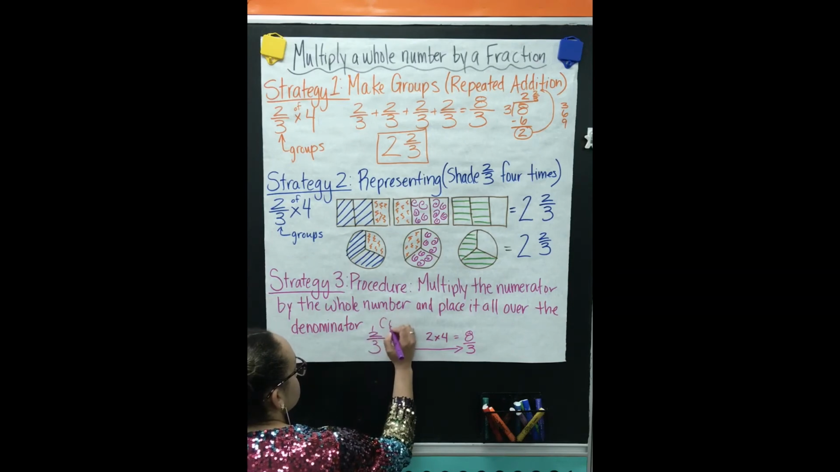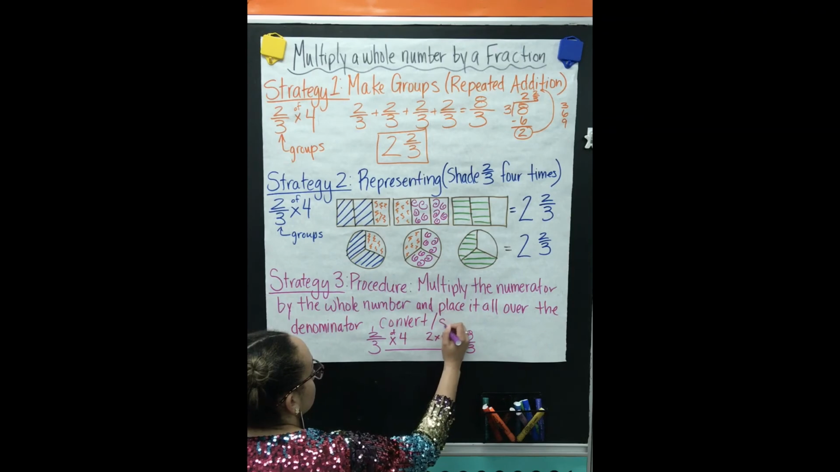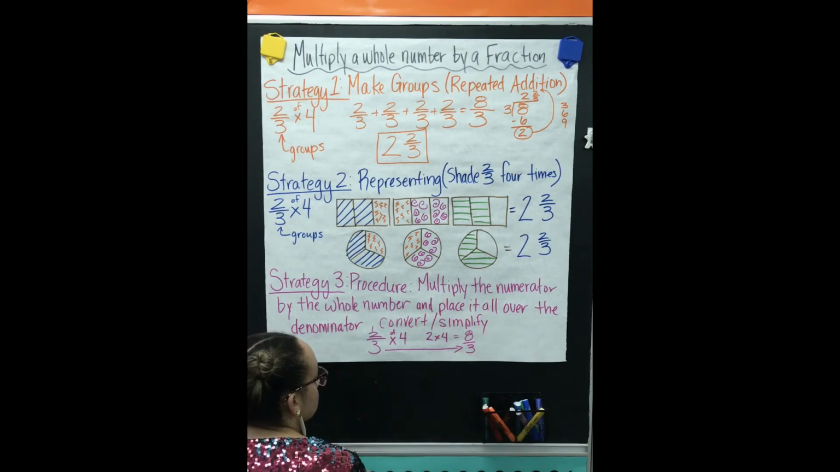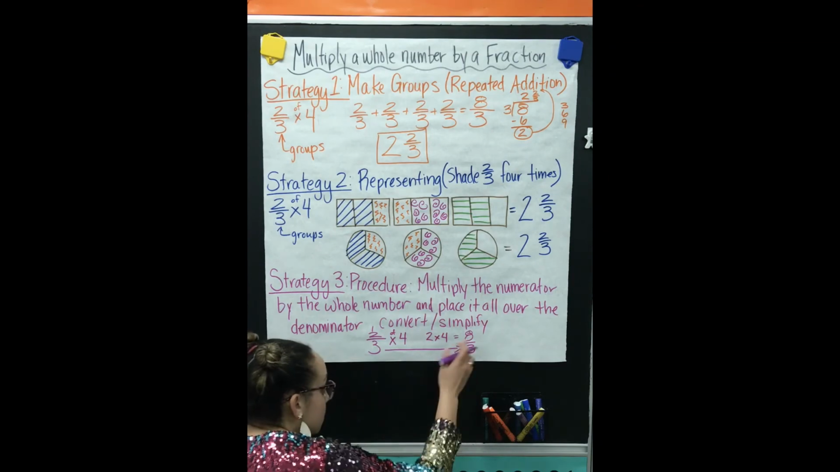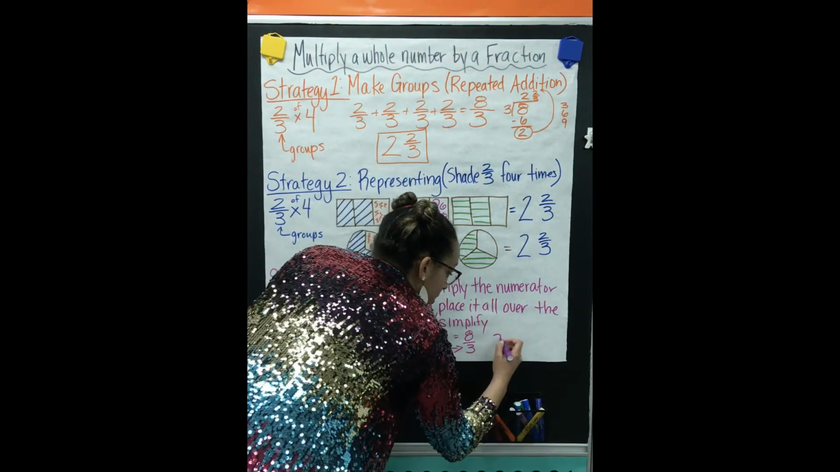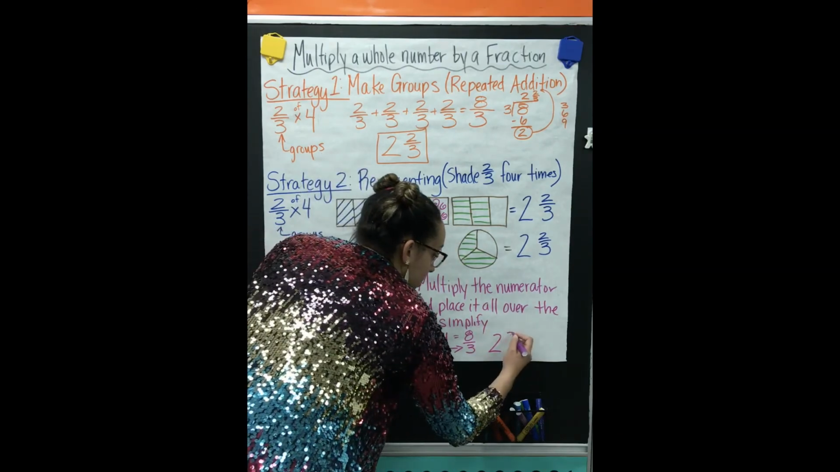And then we need to convert or simplify. Well, we already did the math up there. 3 goes into 8 how many times? 2. 2 times 3 is 6. 8 minus 6 is 2. So 2/3.